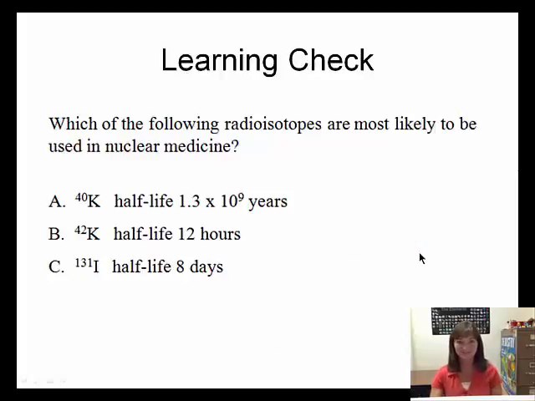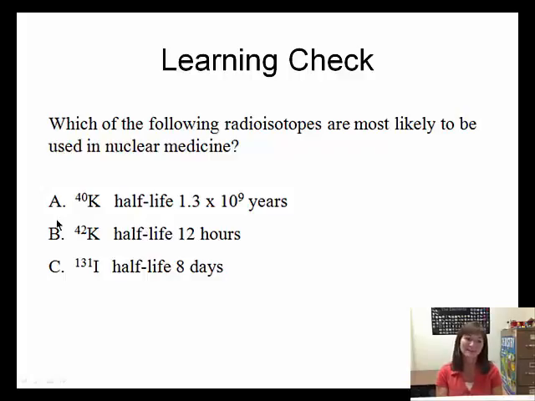Okay, that's pretty cool. So here's a learning check. Which of the following radioisotopes are most likely to be used in nuclear medicine? Do you think they're going to use potassium-40, which has a half-life of 1.3 billion years? Well, how many of us want to walk around with a radioisotope in our bodies that long? So we would not want A.